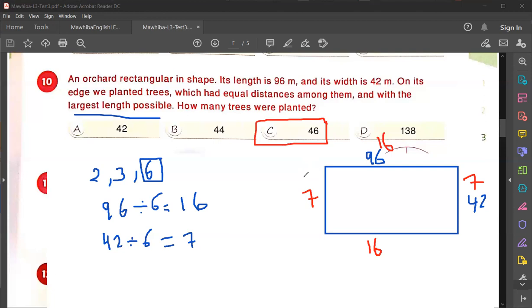So we find a common factor between 96 and 42, the largest common factor. 96 divided by 6 equals 16, and 42 divided by 6 is 7. Now the number of trees planted on the edge of the orchard is 16 plus 16 plus 7 plus 7. Then the total is 46. Okay, right.